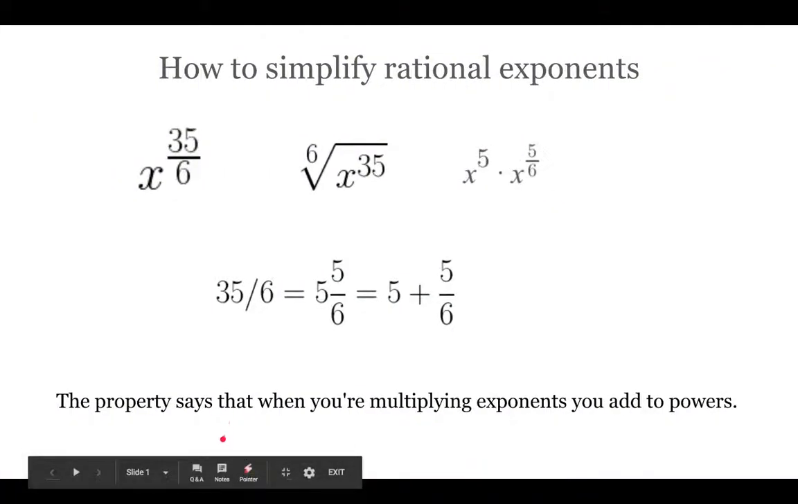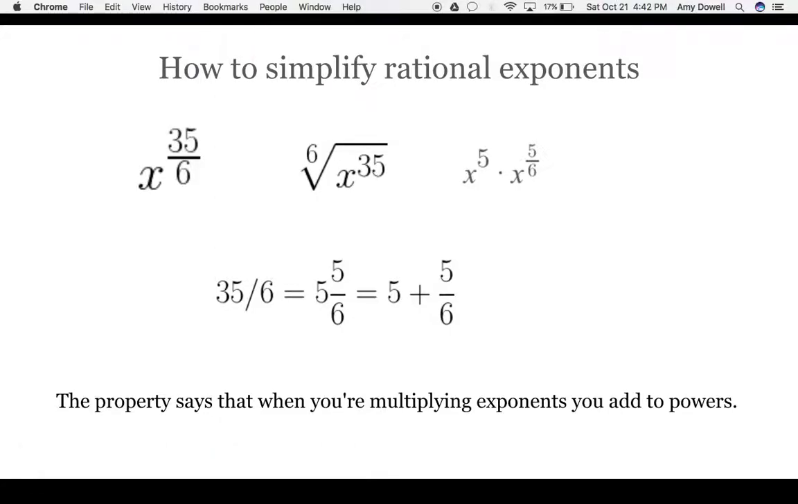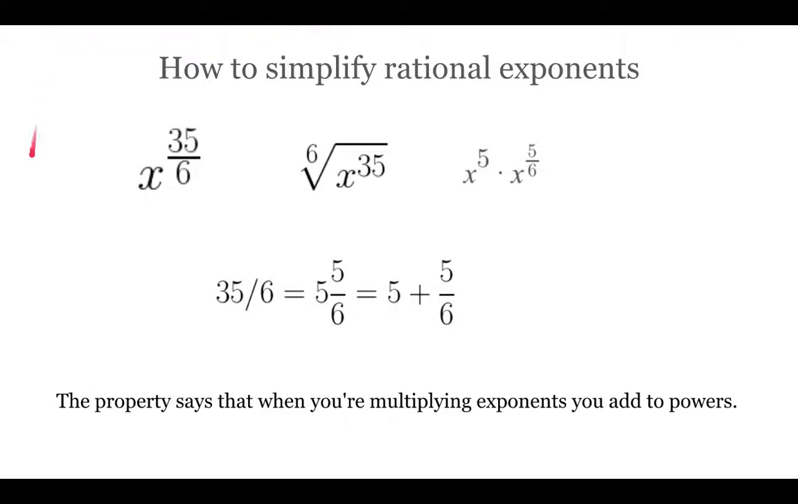I would like to talk about how to simplify rational exponents because this problem comes up in Module 2 and you see it a lot and you're not really sure how you're supposed to end your problem. So in Module 2 there's a lot of time spent on converting from rational exponent form into radical form, and so I want to explain to you just quickly.